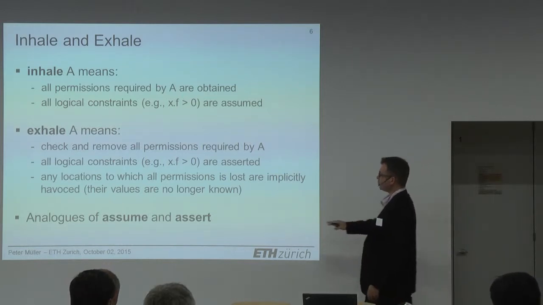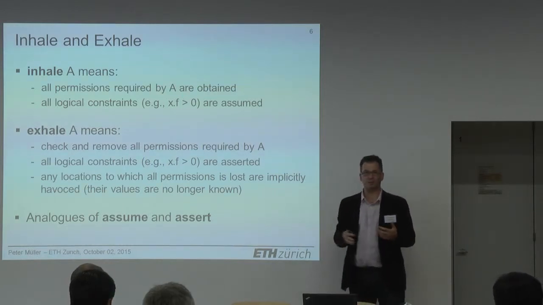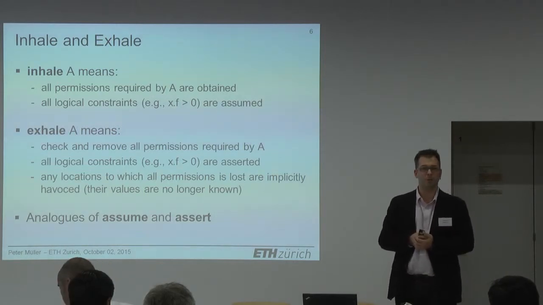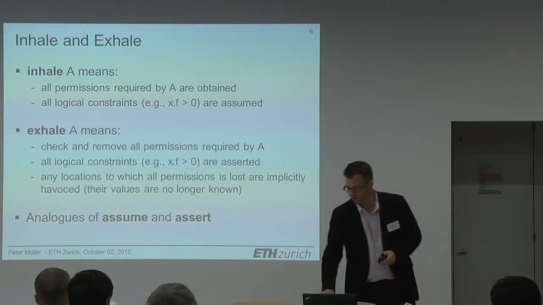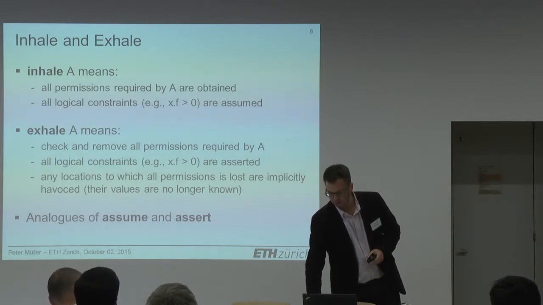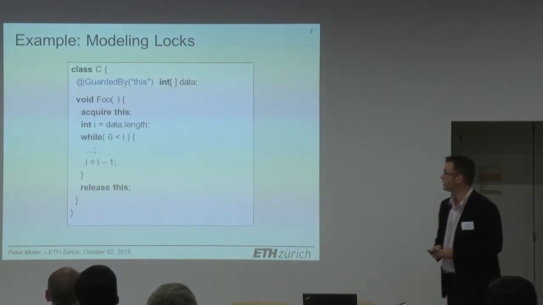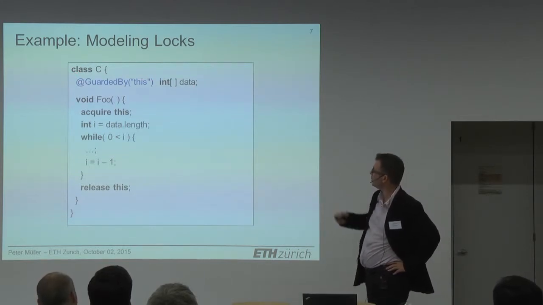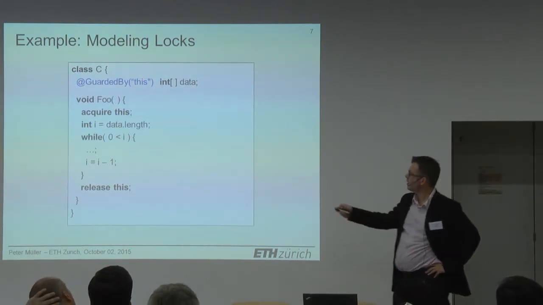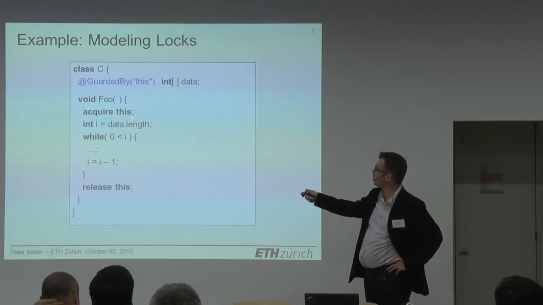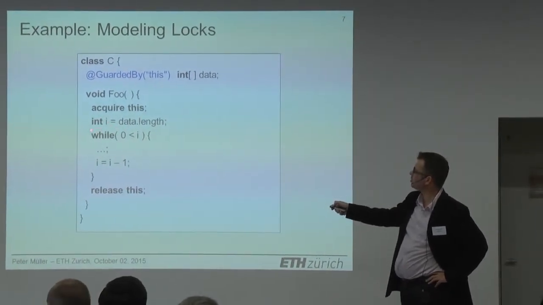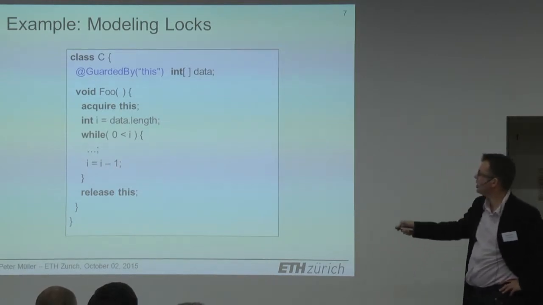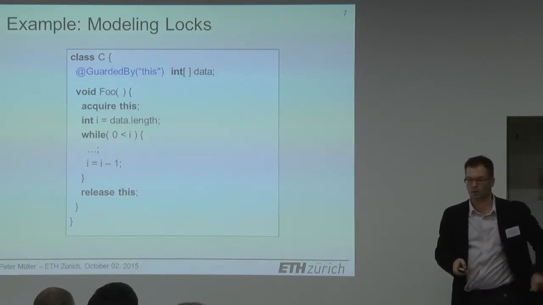So exhaling a permission implicitly contains something like a havoc of the memory location, so you forget everything that you used to know. Let me show you in a small demo how one works with these primitives. Let's imagine we have a class C, which has a field data of type integer array. And now I have a foo method that acquires the lock, then iterates over this array in a not very interesting fashion, and then at the end, we release the lock again.